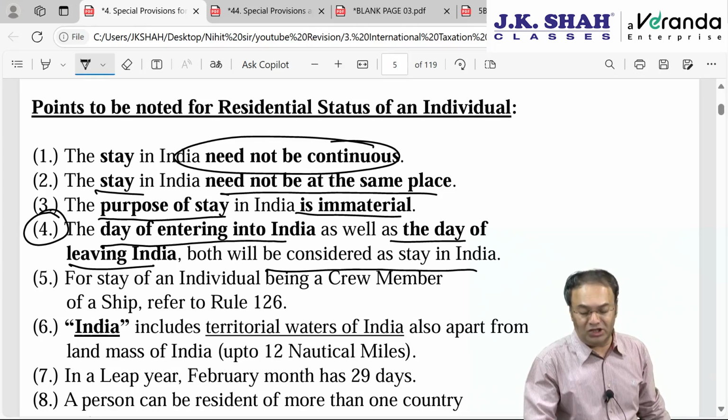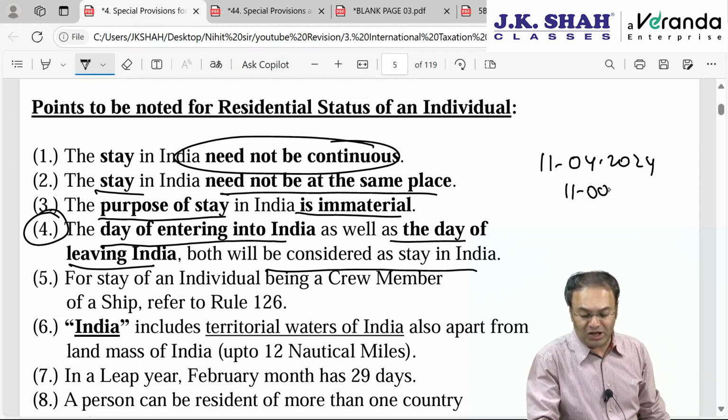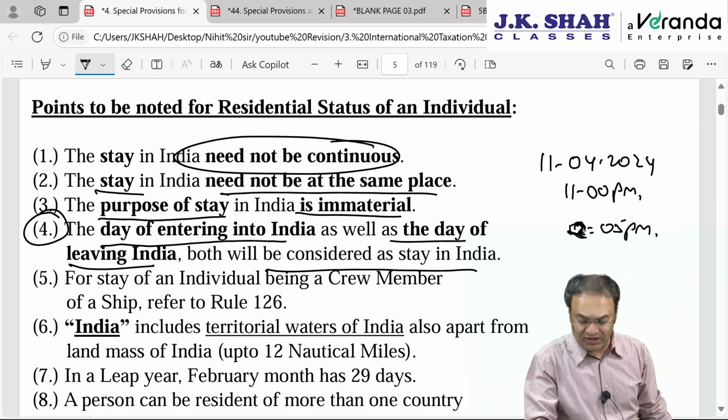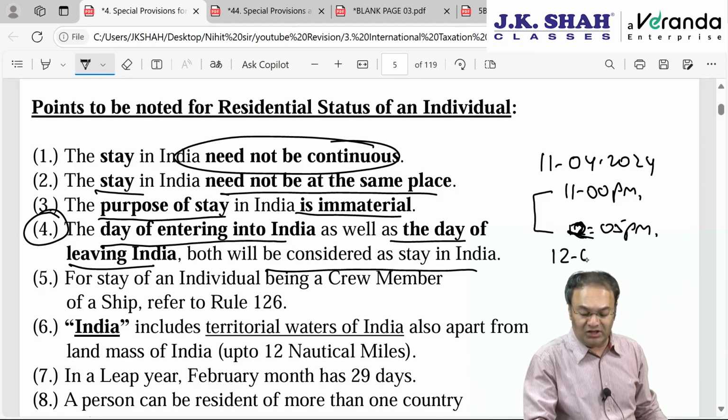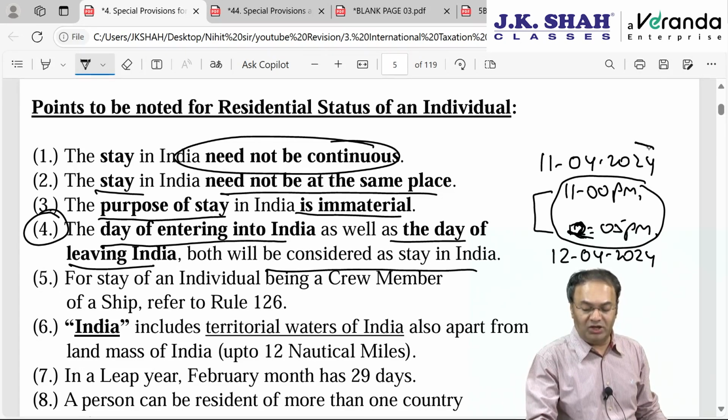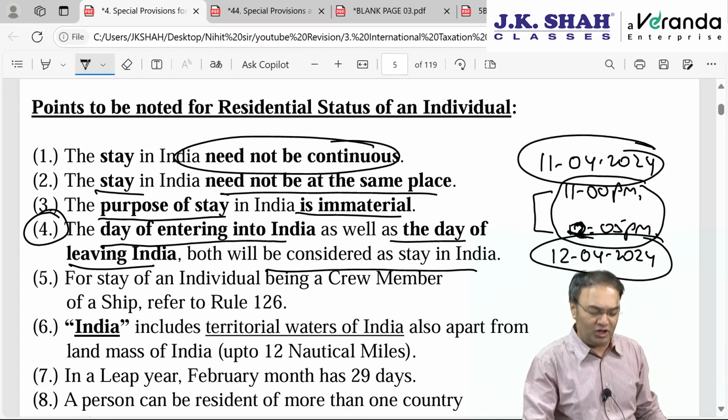One full day of stay in India, meaning thereby he comes to India on 11th April 2024, let's say at 11 p.m. at night, and then he has a connecting flight at 12:05, or maybe he stayed for a few hours and his flight is at 2 o'clock, let's say, to be on the safer side. That means the date will get changed to 12th April 2024. Then he will be deemed to be present in India not for these 3-4 hours, but for 2 full days.